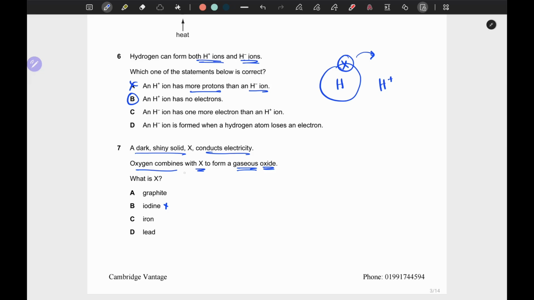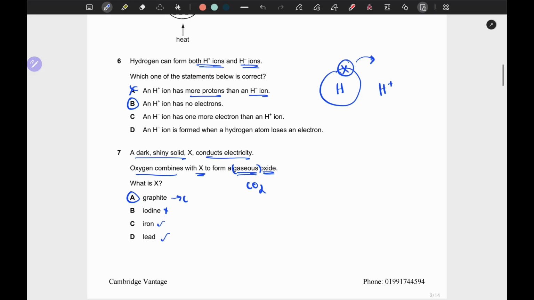Look at the second part. Oxygen combines with X to form a gaseous oxide. Think of graphite. Graphite is just carbon. So carbon and oxygen do react to form carbon dioxide, and it's the only gaseous oxide, because iron and lead both of them form solid oxides. So for 7, the answer is A.